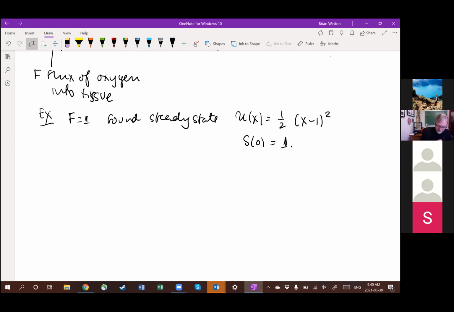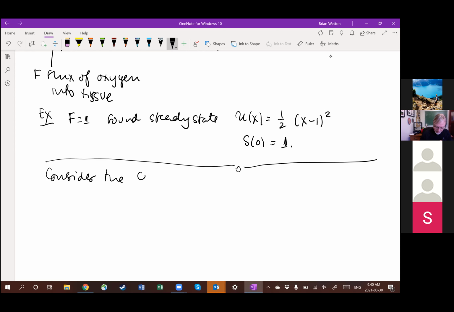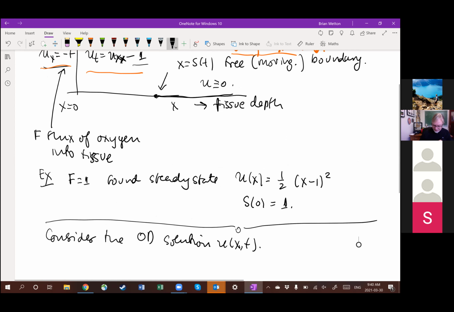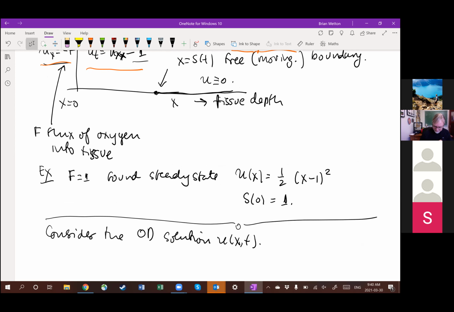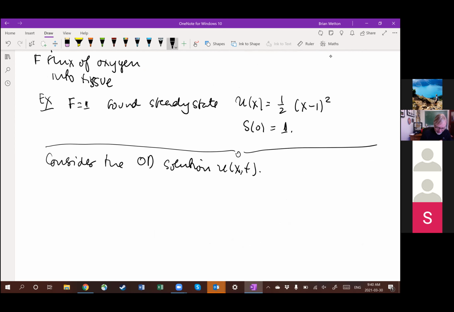There's a little bit of a trick you can do in this particular problem. It's not clear to me how general this is, but I thought this was interesting enough to show you. Let's consider the oxygen depletion solution u of x and t. So I'm saying I've got a solution of that problem. It's a well-posed problem. And now I'm going to look at v of x and t, which is going to be the time derivative of that solution. And so let's look at the problem that this solves.